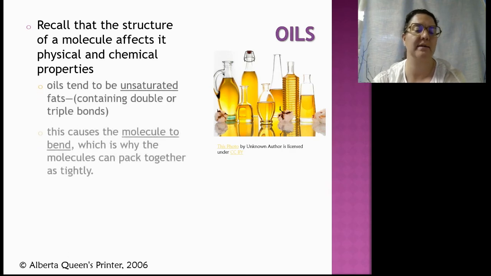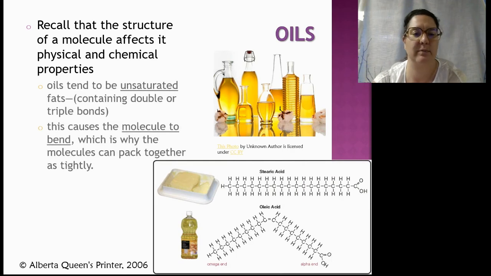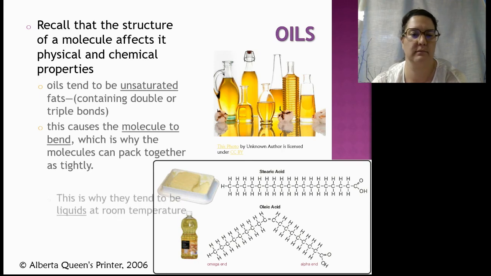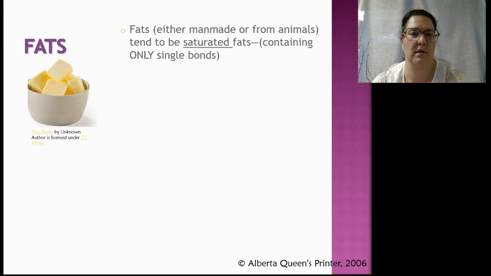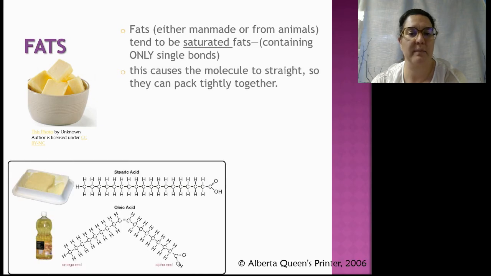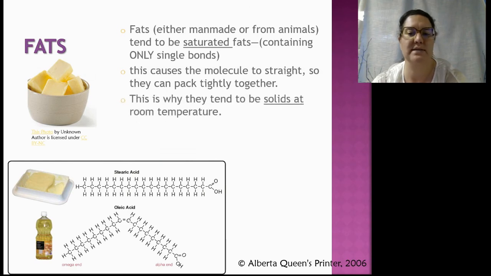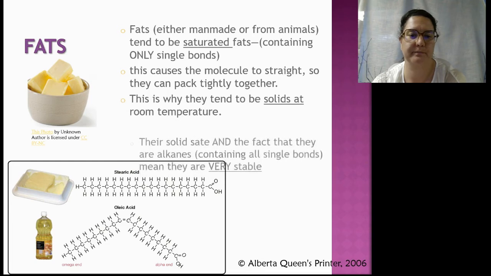Oils tend to be unsaturated fats, and they contain double or triple bonds, which cause the molecule to bend, which is why they can't pack tightly together, and they can be in liquid form. Fats, either man-made or from animals, tend to be saturated fats containing only single bonds. Remember, they'll be full of hydrogens. This causes the molecules to be straight so that they can pack tightly together in that pattern. This is why they tend to be solids at room temperature.